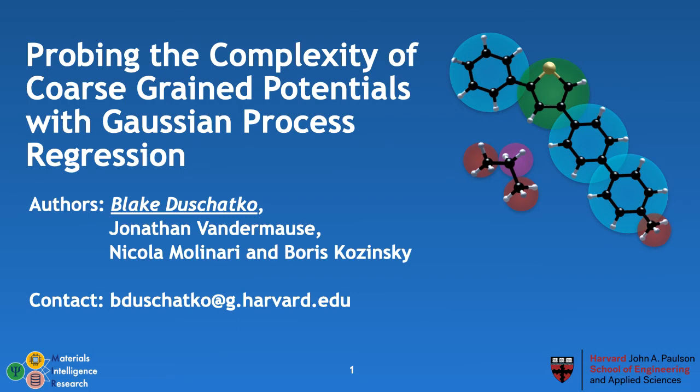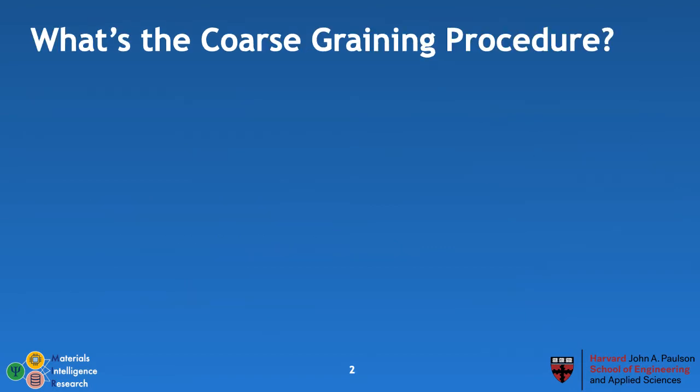My name is Blake Duschatko and I'm a PhD student at the Harvard School of Engineering and Applied Sciences. Today I'm going to be talking to you about some recent work that I've been doing on understanding how Gaussian process regression can be used for designing better coarse grain potentials.